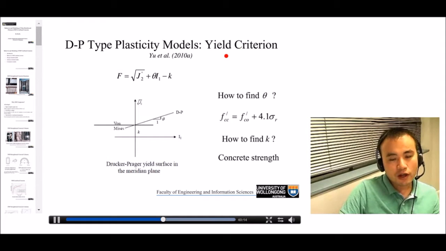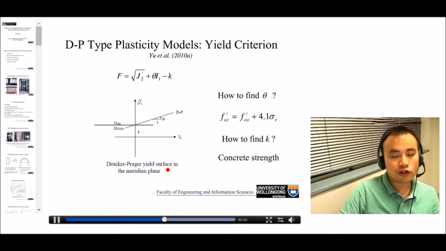Let's look at the yield criterion first. Just now we said a DP-type model can reflect the increase of shear strength with the hydrostatic pressure increase, and that is reflected in this two-parameter function for the yield criterion. Basically, the yield criterion is a function of J2, which is the second deviatoric stress invariant, and I1, which is the first stress invariant, or hydrostatic pressure.